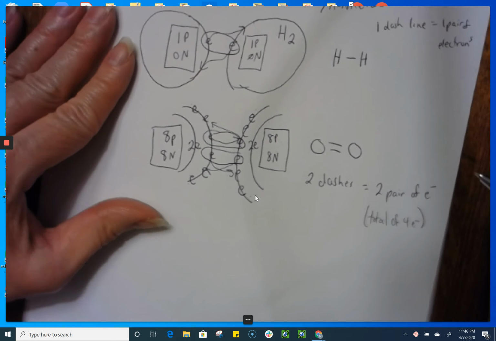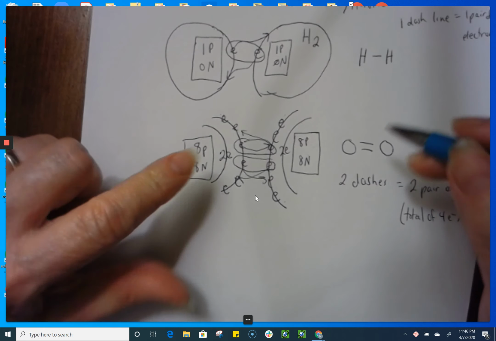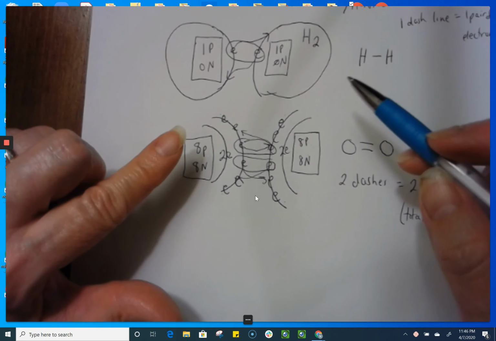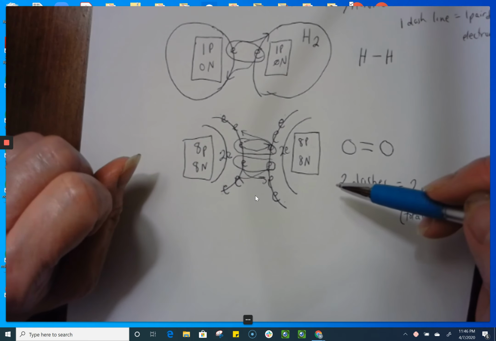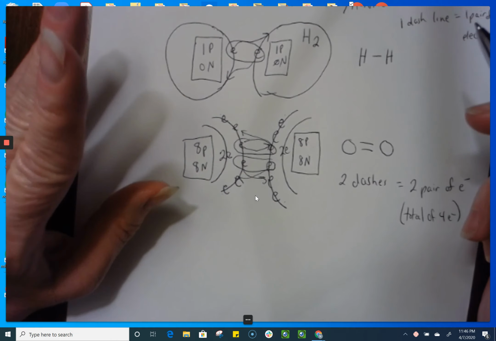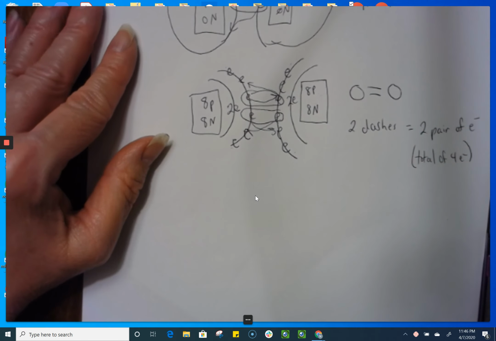And you could go on and draw one with a triple bond also. That would be nitrogen. Nitrogen would share 3 pairs of electrons between 2 atoms, and that would stabilize it. So there are things called triple bonds also.